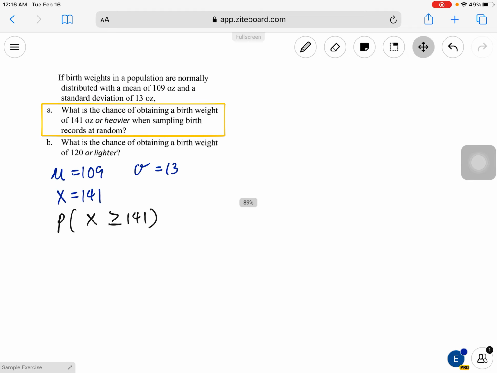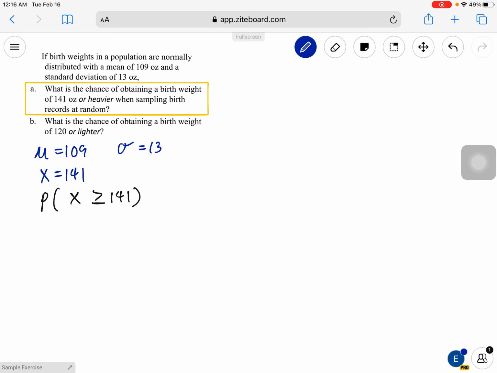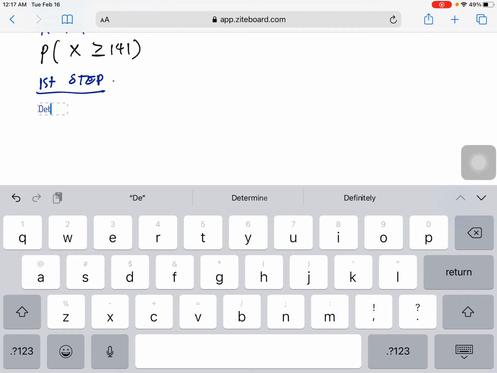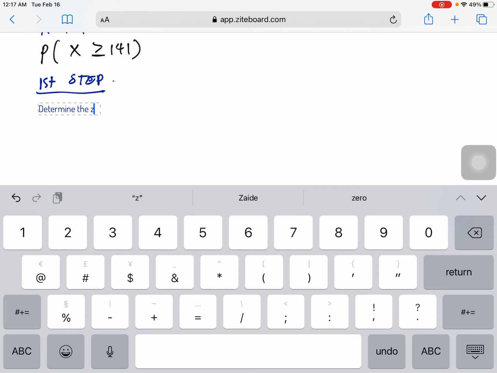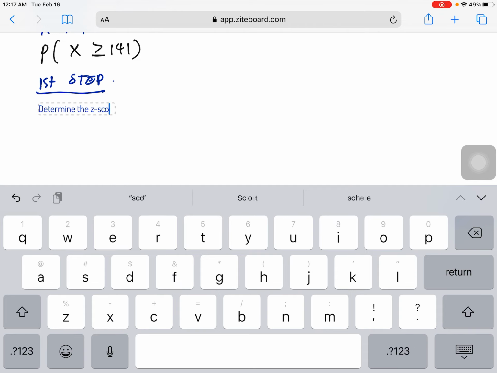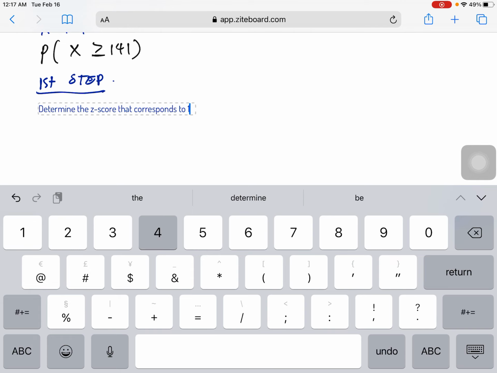The first step here is for us to determine the z-score that corresponds to 141. Okay.